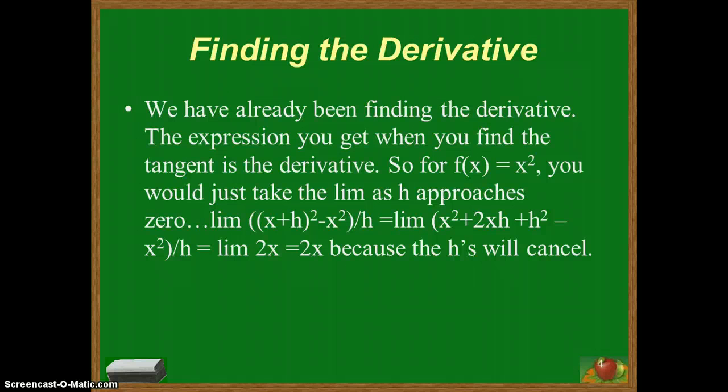Finding the derivative. We've already been finding the derivative. The expression you get when you find the tangent is the derivative. So for f of x equals x squared, you would just take the limit as h approaches 0 of f of x plus h quantity squared minus x squared all over h, and that turns out to be just the limit of 2x plus h, which is 2x, because remember the h's will cancel.